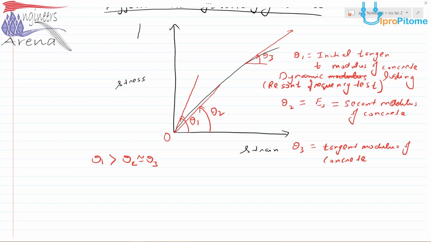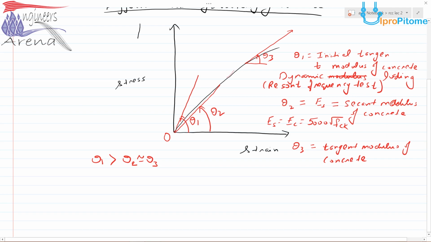And theta2 is the second modulus of concrete. This is nothing but ES. Sometimes it is known as EC, which you have already studied, equal to 5000 under root of fck. This is the second modulus of elasticity of concrete. And this is theta3, the tangent modulus of elasticity of concrete.